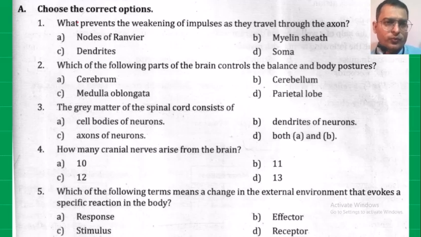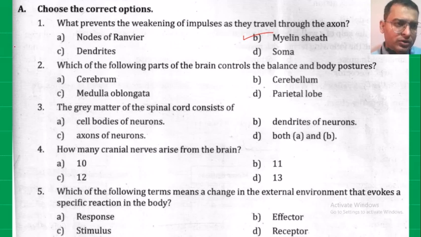Choose the correct options. 1. What prevents the weakening of impulses as they travel through the axon? Nodes of Ranvier, myelin sheath, dendrites, soma. You can pause the video, try to guess the answer, and then get back to know the right answer. What prevents the weakening of impulses as they travel through the axon? The answer is the myelin sheath.